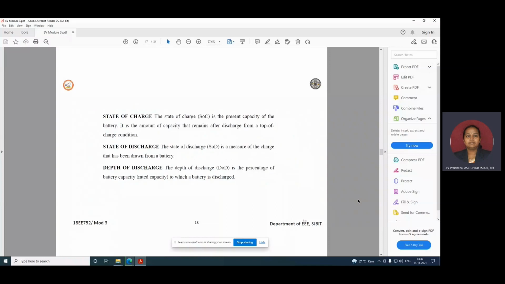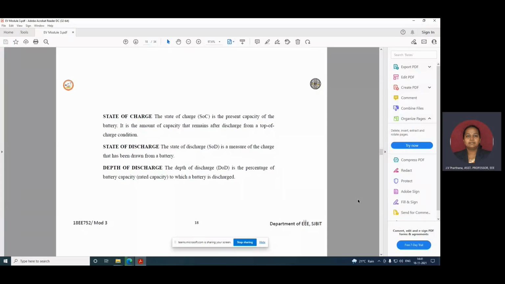Next parameter, state of charge. What is the state of charge of the battery? State of charge of the battery, or SOC, is the present capacity of the battery. It is the amount of capacity that remains after discharge from the top of the charge condition. Once you have discharged, how much charge is remaining is called the state of charge.